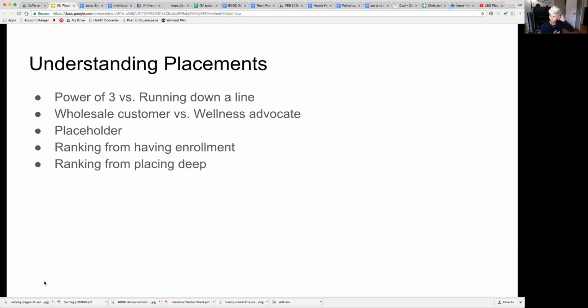When you're ranking from having an enrollment, meaning you know where to place them in your organization, and then ranking from placing deep. Ranking from placing deep, meaning that if you have people way down low, it can build that one leg up. All those small ones can go up into there, but the problem is if you have a builder that emerges from down in, let's say your 6th or 7th generation, it's going to be very hard for you to work with them long term to really help them grow.